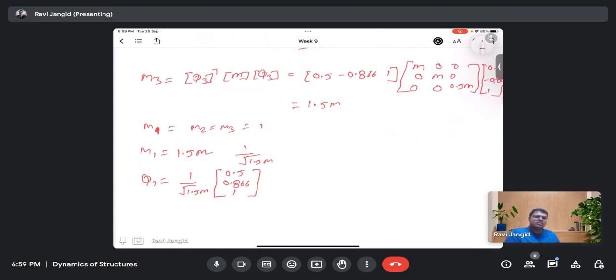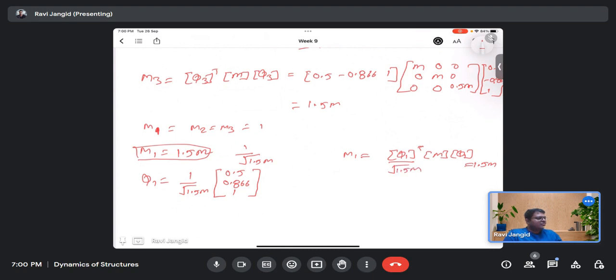What is M1? Like 1.5, I'm not getting it. Can you please tell me again? My M1 is coming out to be 1.5m. So what is my M1? It is phi 1 transpose, mass matrix, times phi 1. It is giving 1.5m. So if I divide it by this, which is 1.5m, and this is also 1.5m, that will give me the 1 at the end. Yes, yes.